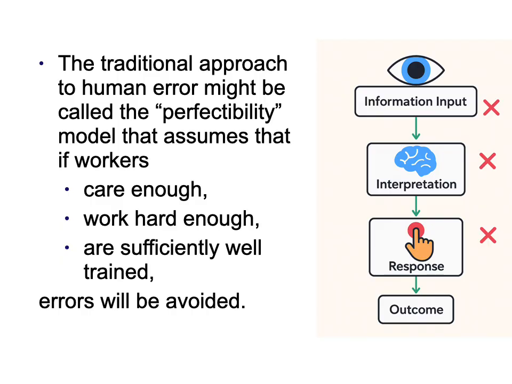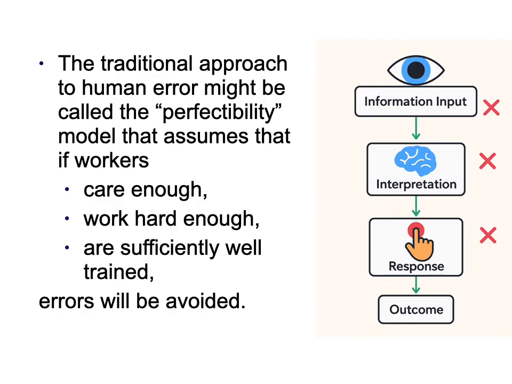It can affect almost 10% of the patients. The traditional approach to human error might be called perfectibility. The perfectibility model assumes that if workers care enough, work hard enough, and are sufficiently well trained, error will be avoided.